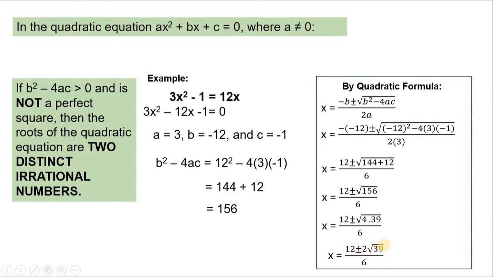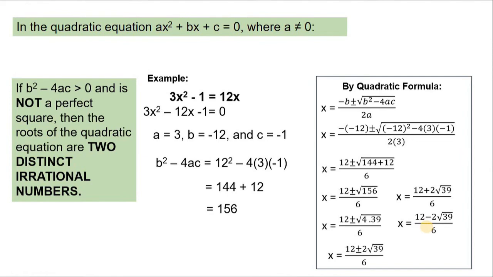So one is positive, the other one is negative. So the two solutions are irrational numbers. Numbers that cannot be expressed in the ratio of two real numbers. So we have the positive and we have the negative. Distinct irrational numbers. Okay?